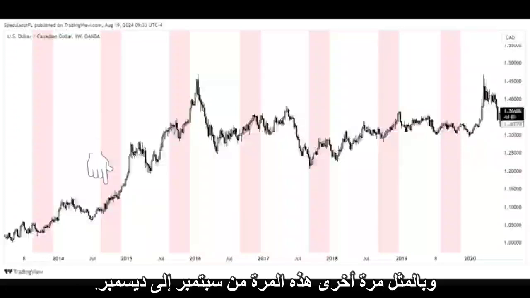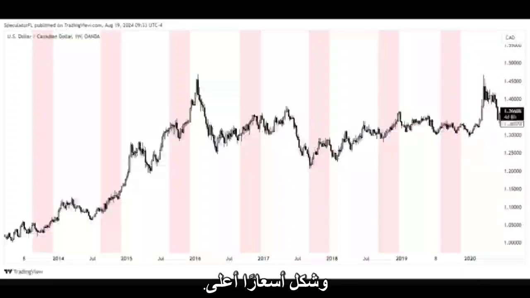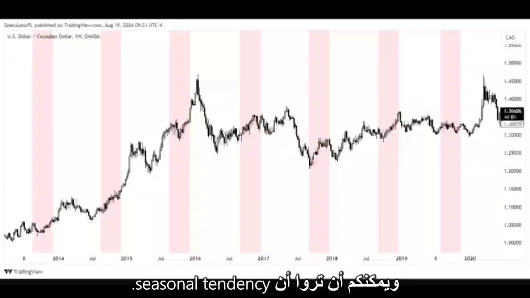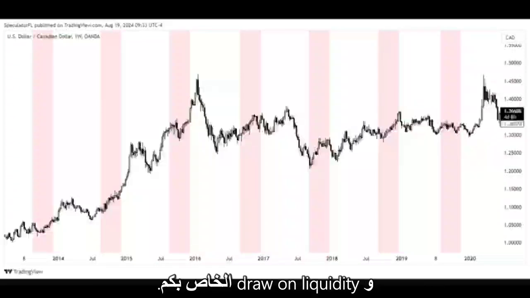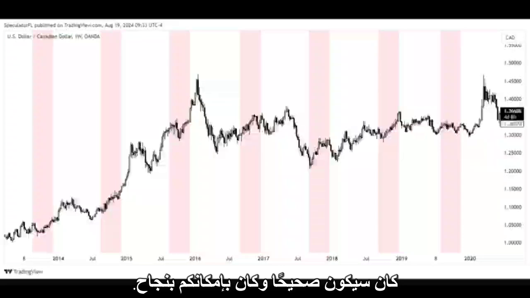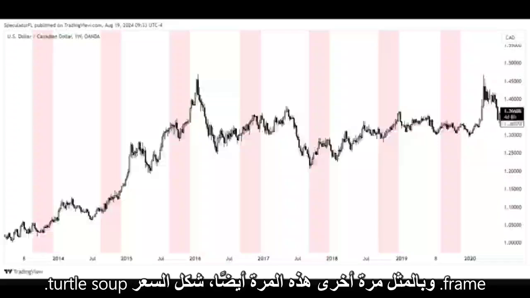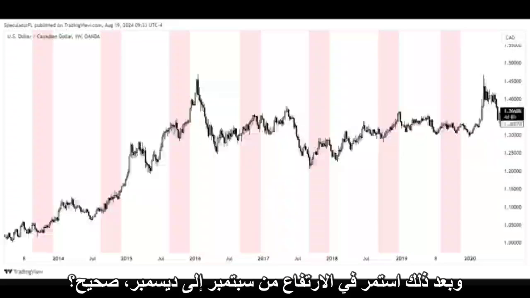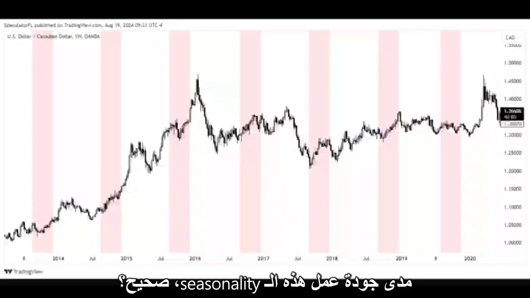Similarly, again this time from September to December, this year price again followed the bullish seasonal tendency and formed higher prices, and you can see that seasonal tendency would have assisted you in your higher time frame analysis, and your drawn liquidity would have been right, and you could have successfully traded it on the lower time frame and even on the higher time frame. Similarly, again this time as well, price formed a turtle soup and then it kept going higher from September to December, right? And you can see how good these seasonalities are working.